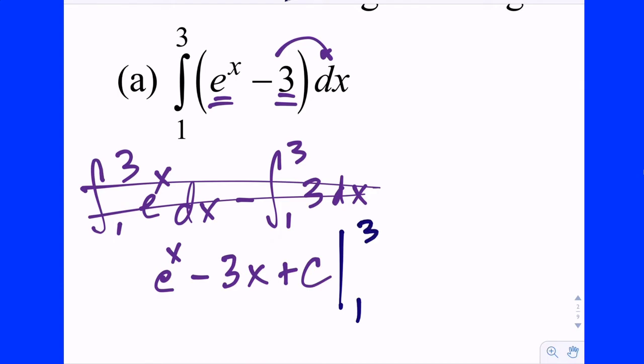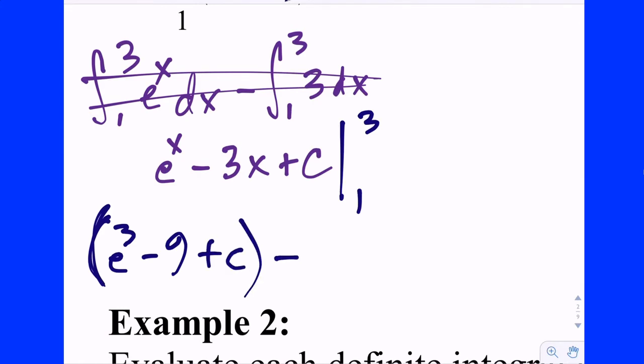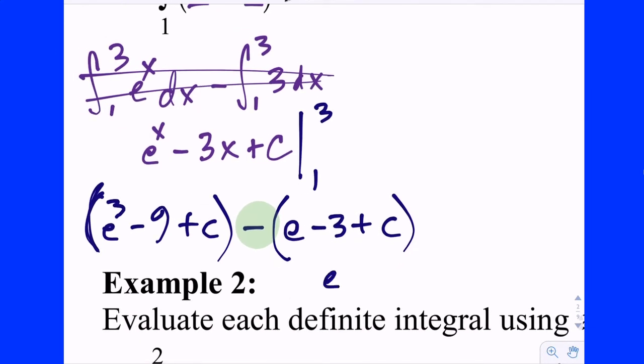So this is an intermediate step that I want to see. Do not skip this intermediate step. Now, the fundamental theorem says we evaluate it by plugging in the top. So always get in the habit of putting parentheses here. Plug in the top, close parentheses, minus open parentheses, plug in the bottom. E to the first minus 3 plus c. Plug in the top in parentheses, minus plug in the bottom. Now, it's a little bit more critical in the second term because you have a minus sign. If you simplify that, you get e cubed minus 9 plus c minus e plus 3 minus c.